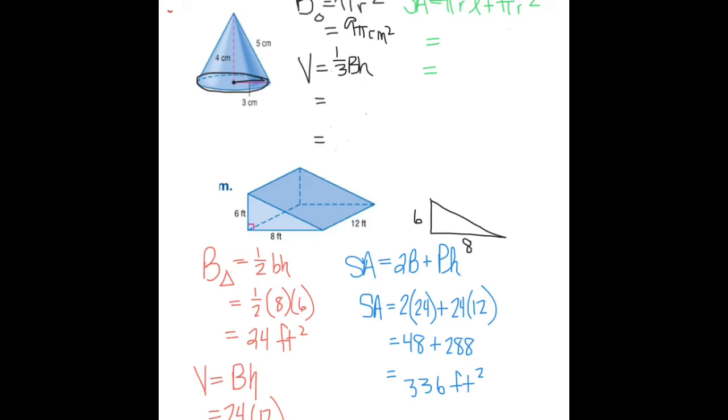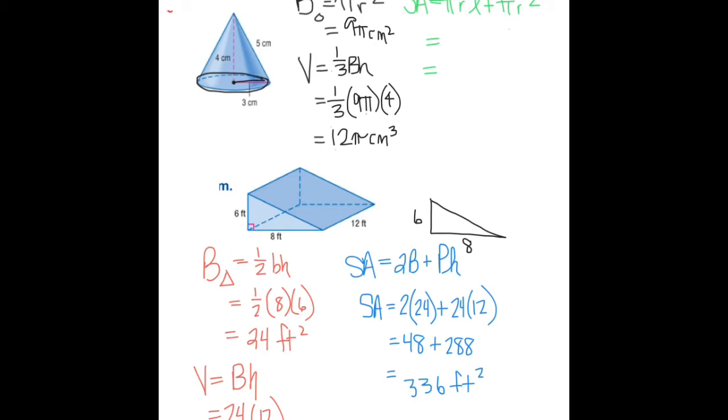The volume of the cone is 1/3 times the area of the base, which we discovered to be 9 pi, times the height of the cone, which is 4. Well, 1/3 of 9 is 3. So I have 3 pi times 4, which is 12 pi. And volume is cubic, so centimeters cubed.